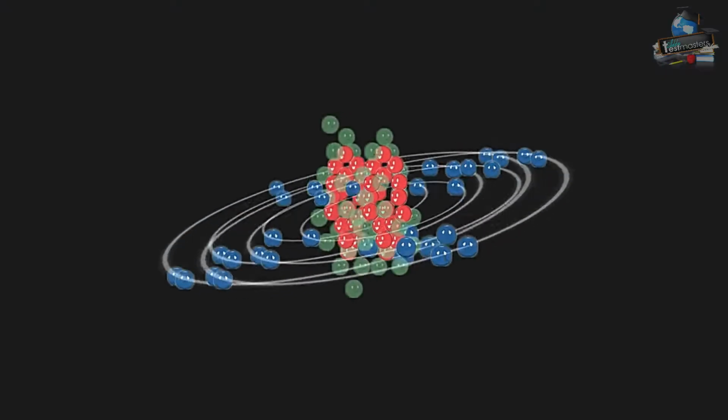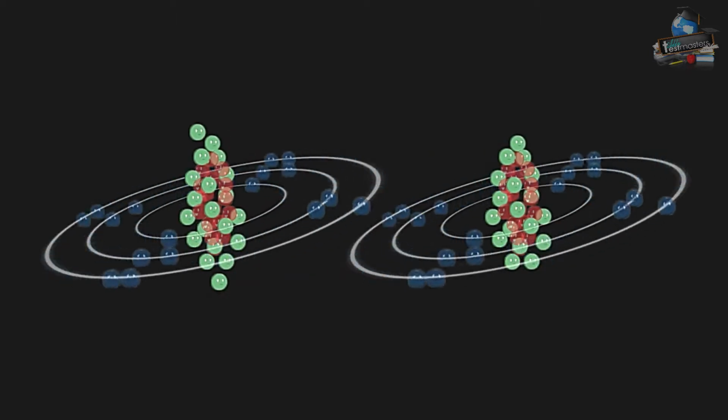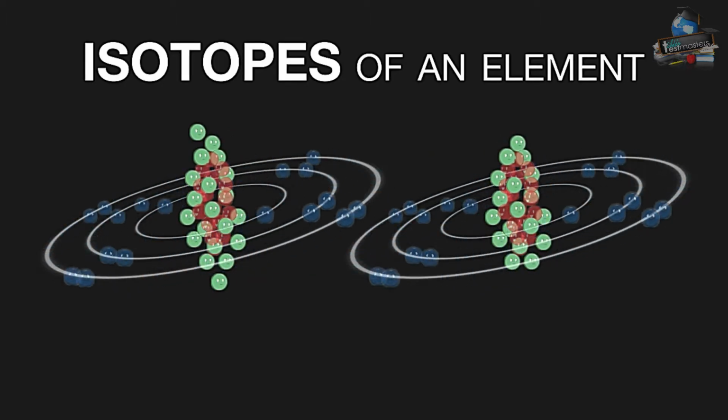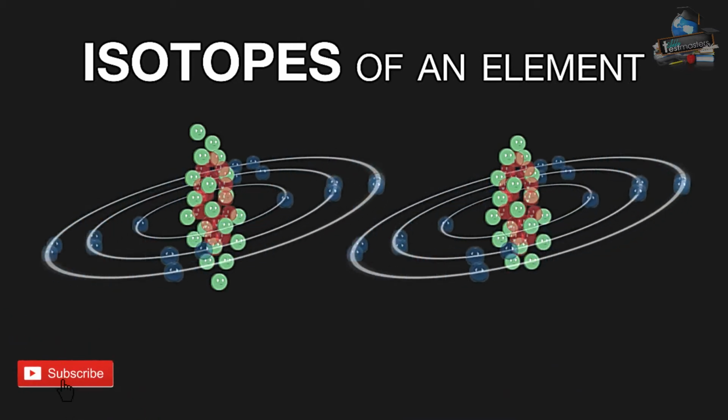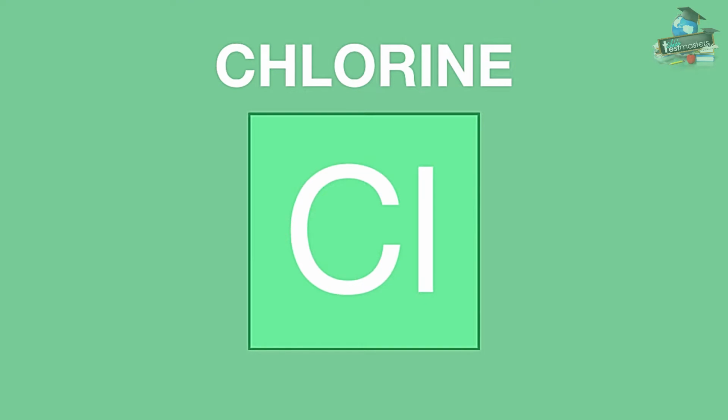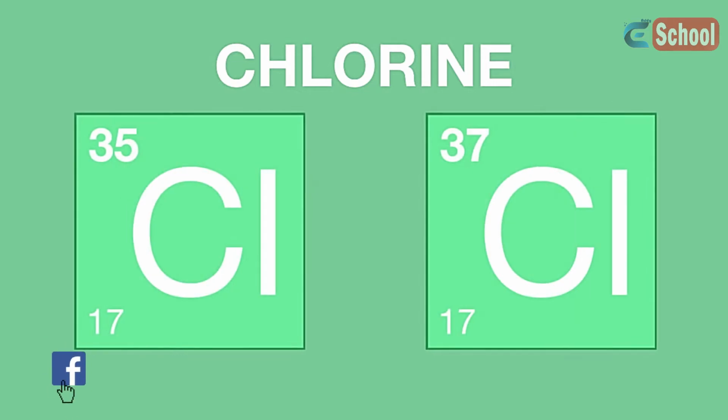Elements can exist with slightly different numbers of neutrons. We call these isotopes of an element. It is particularly common for heavier elements, but a familiar, lighter example is chlorine. The two most common types of chlorine atom in the world around us are chlorine-35 and chlorine-37.